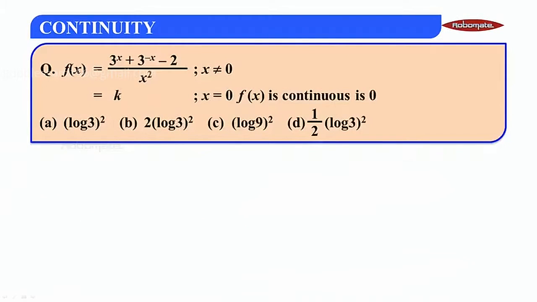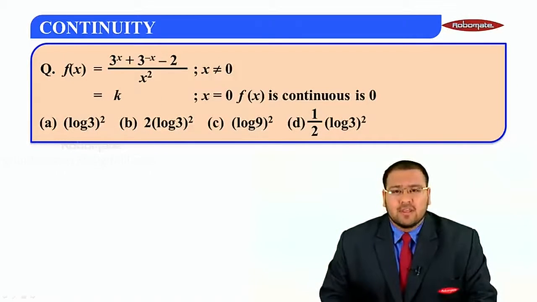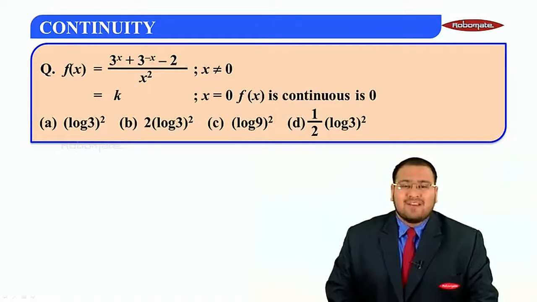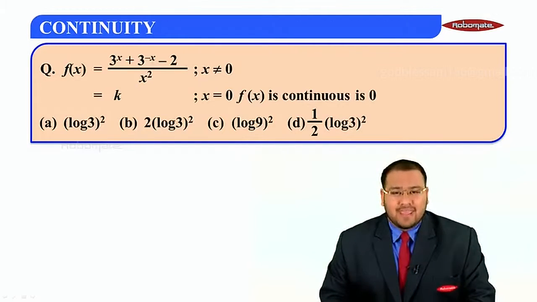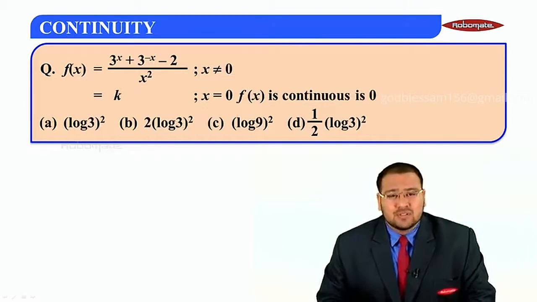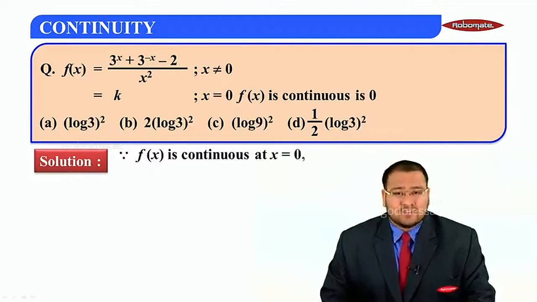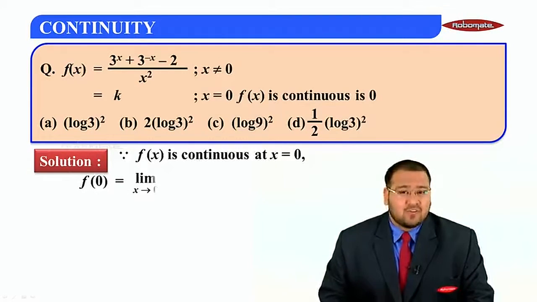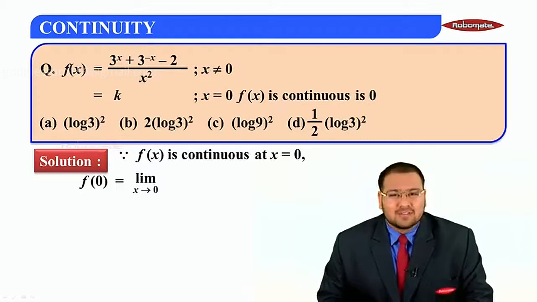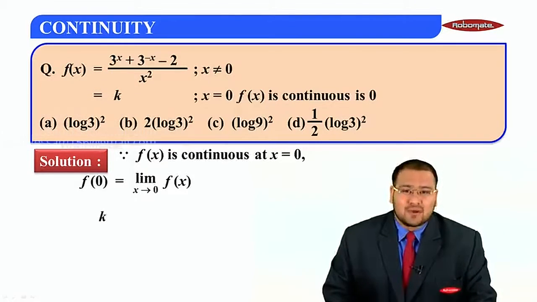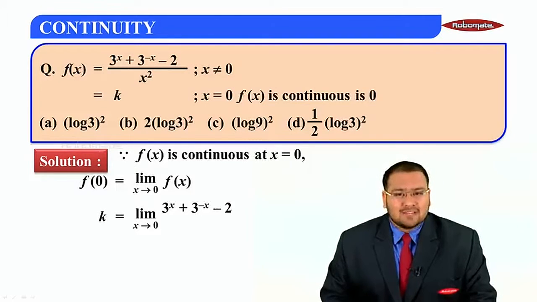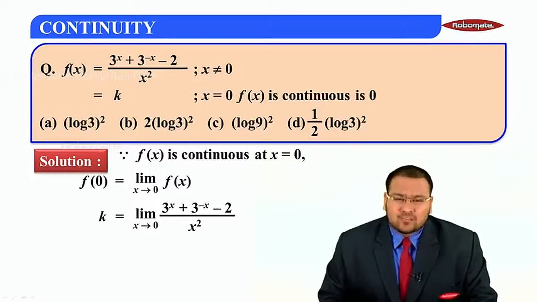You have a function, and when x is not equal to 0, it is (3^x + 3^(-x) - 2)/x². And when x is equal to 0, it is k. You need to find the value of k, given that f(x) is continuous at x equal to 0. If f(x) is continuous at x equal to 0, we know f(0) should be equal to the limit x tending towards 0 of f(x). As a result, k would be equal to the limit x tending towards 0 of (3^x + 3^(-x) - 2)/x².